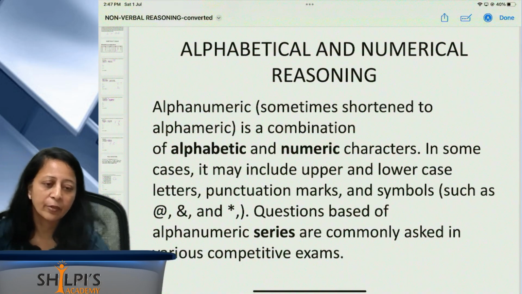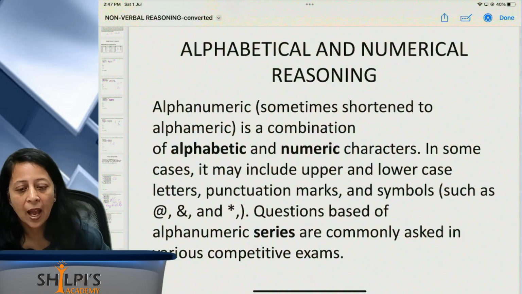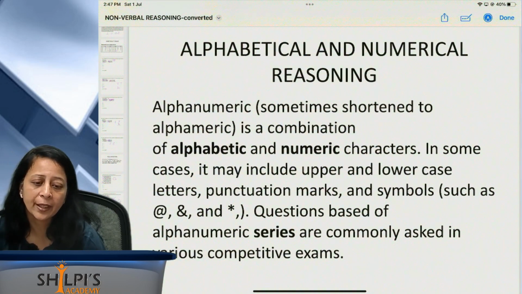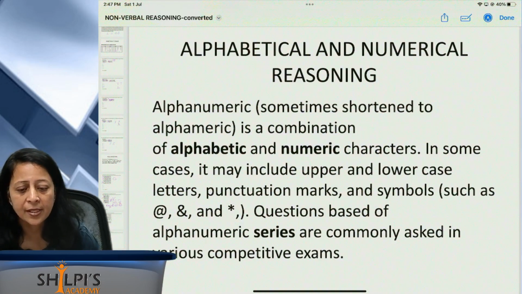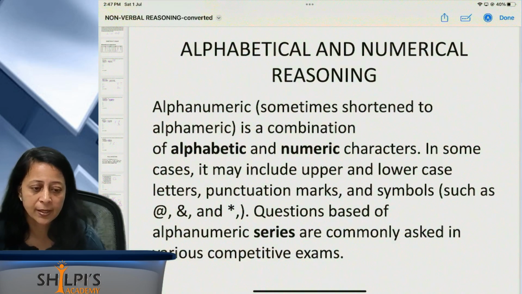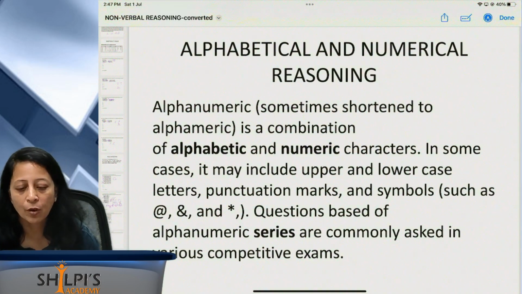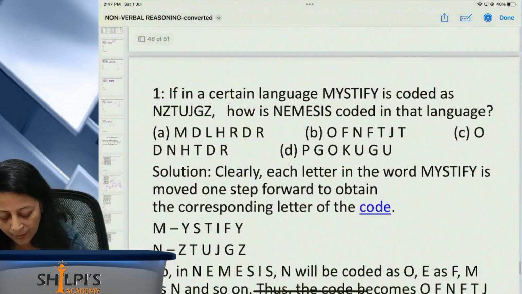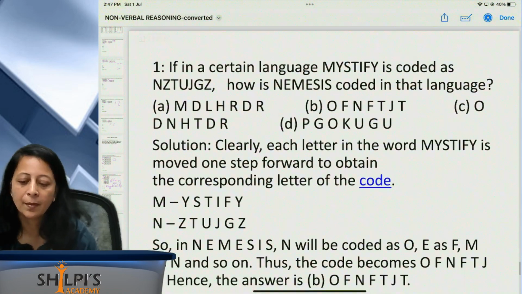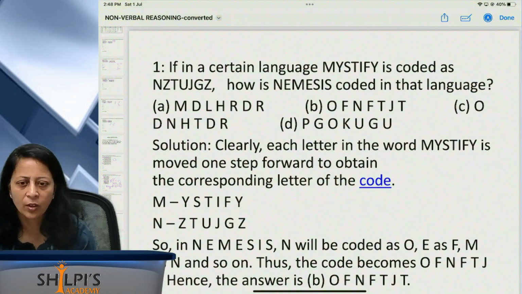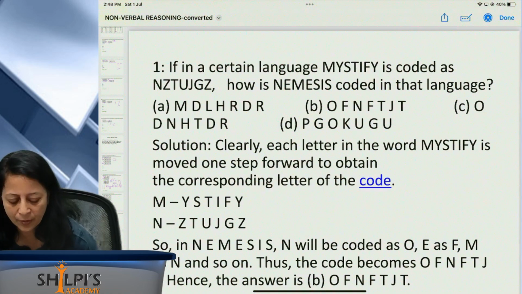Last is your alphabetical and numerical reasoning. Alphanumeric is a combination of alphabetic and numeric characters. In some cases, it may include upper and lower case letters, punctuation marks and symbols. Questions based on alphanumeric series are commonly asked in various competitive exams. Let's see how the question is. It is almost similar to the ones which we earlier saw, I think in verbal reasoning.